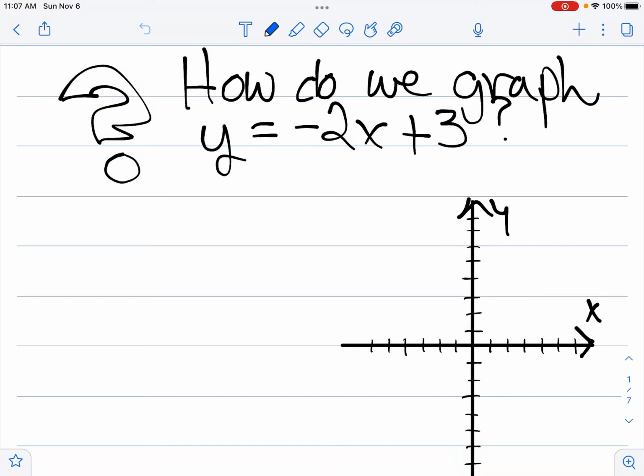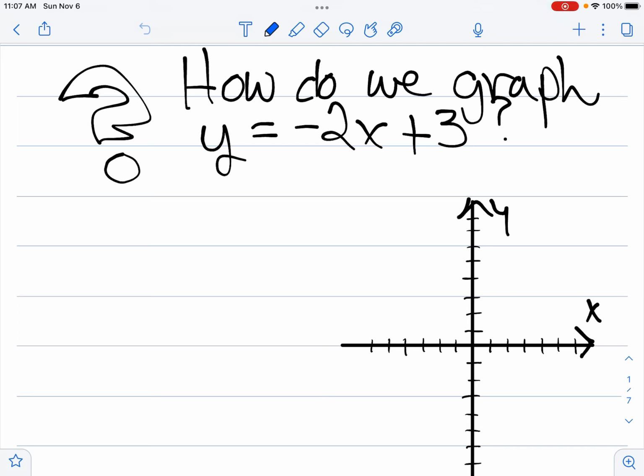Hi guys, Mr. Ayers here, and today we're going to look at the next lesson in this second topic of our linear relationships and functions unit. So today we're going to talk about specifically how to graph linear inequalities on the plane. We're going to start with this example right here on the screen.